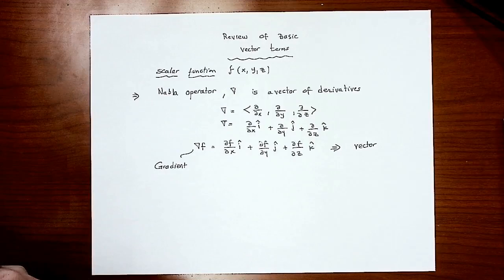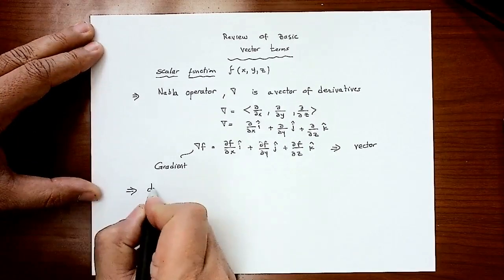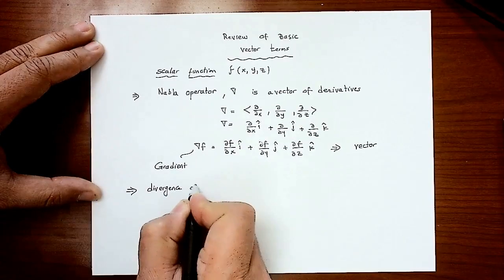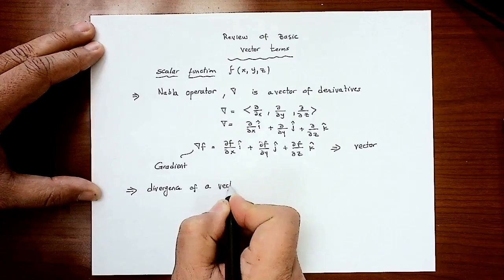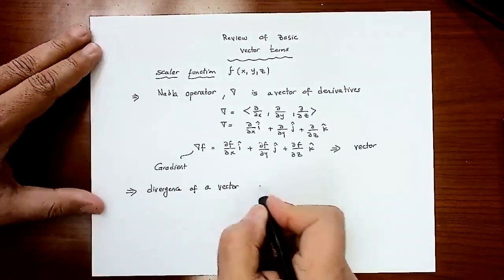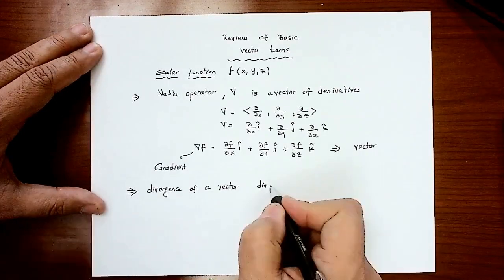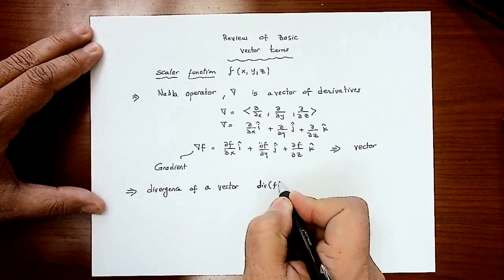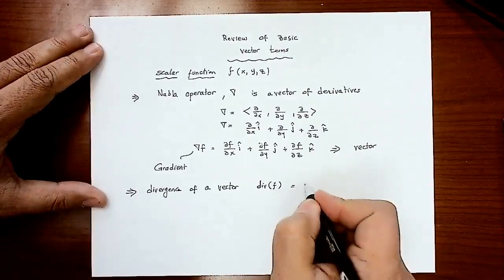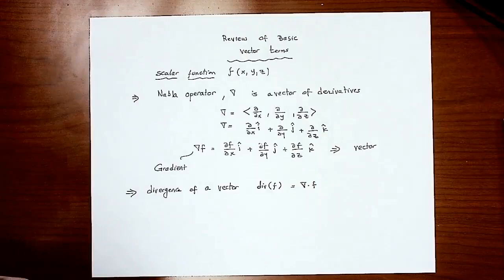The second most commonly used term in CFD work is the divergence of a vector. Simply, the divergence of a vector, div, is how we write it down. So let's say that I would like to get the divergence of a vector f. It is simply the nabla dot product of that vector f.